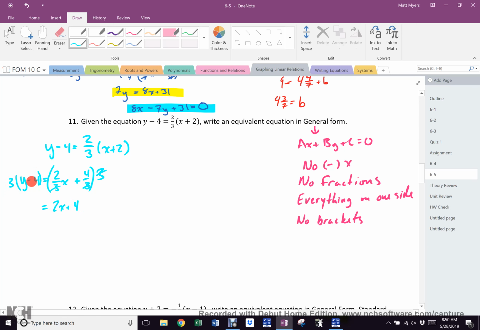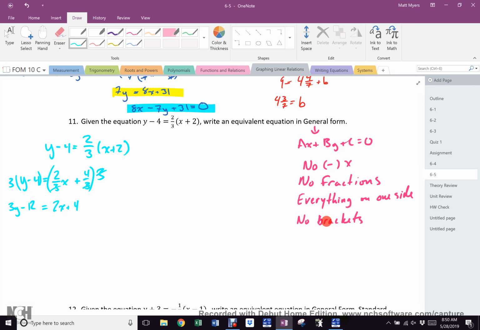Hey, wait a minute. We got to distribute again. What is it? Minus 12. Okay. Now I've gotten rid of the fractions. I've gotten rid of the brackets. What's left? Everything on one side and a positive x. Do I have a positive x? So should x move? No.